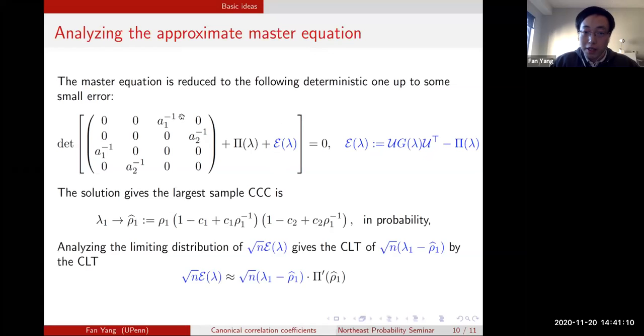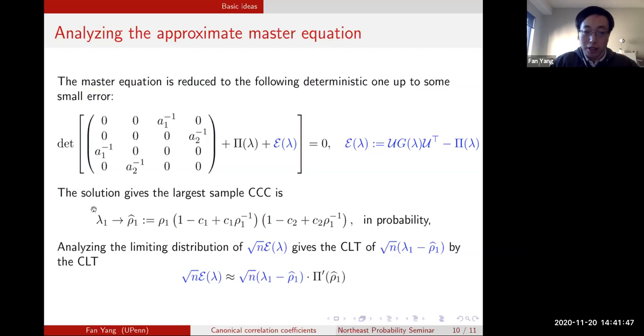The solution of that deterministic equation, hat rho 1, is this deterministic function as we have shown before. Now, after adding this small error, as long as this equation is stable, we can conclude that the largest sample canonical correlation coefficient converges to this deterministic function depending on rho 1, which is the real canonical correlation coefficient, and the sample ratios c1 and c2. So this gives the convergence of the sample CCC to a deterministic value.